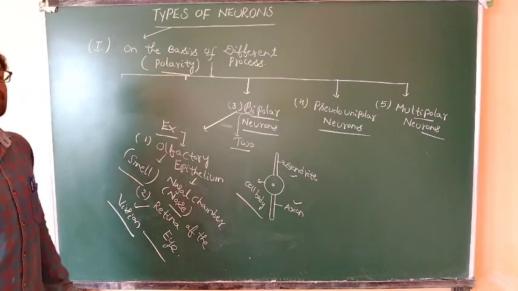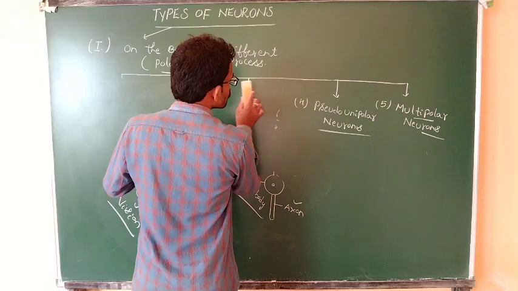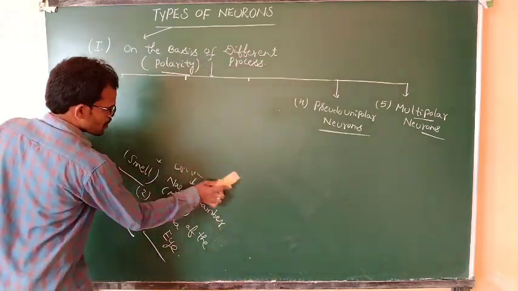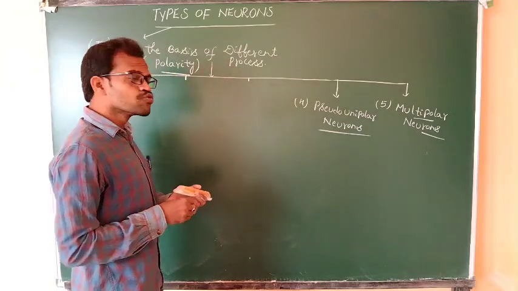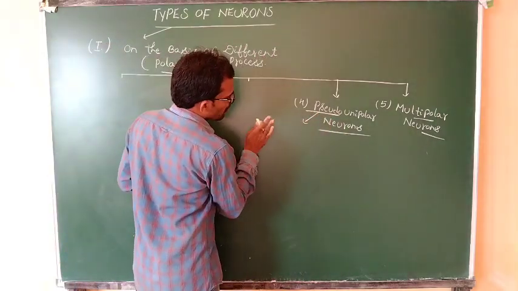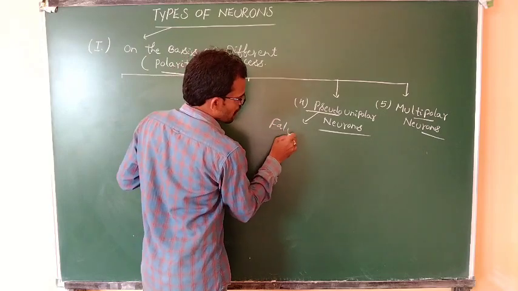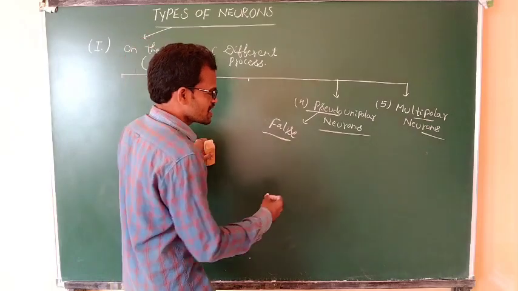Coming to the pseudo-unipolar neuron. Pseudo-unipolar neuron. Pseudo means false. Pseudo means false polarity. Now how many polarities? Single polarity.